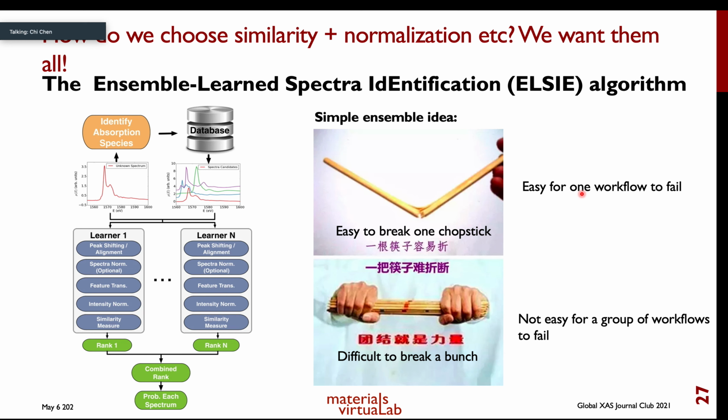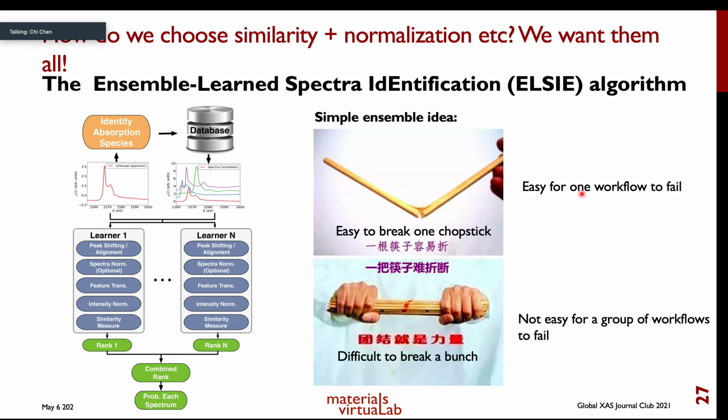And so finally, once we have the similarity and the normalization, we know that there are so many different combinations, and the way that we thought about was to combine all the combinations of similarity and the normalization. We developed the so-called ensemble learned spectrum identification algorithm.